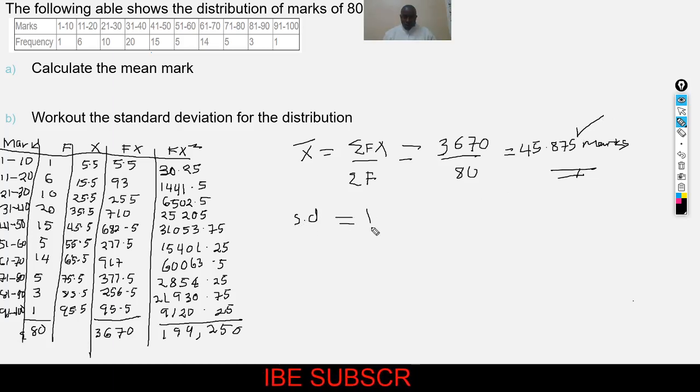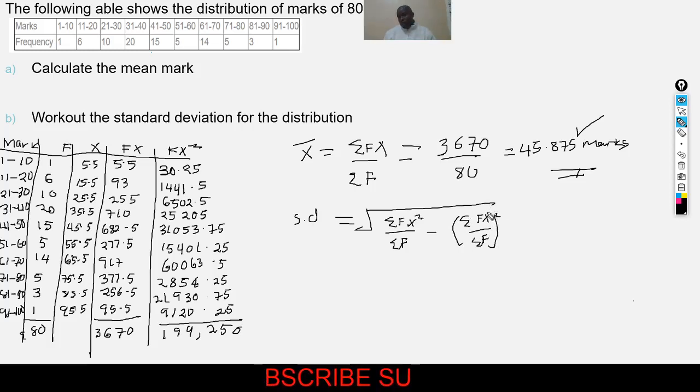Then to get the standard deviation equals the square root of summation of f(x) squared all over summation of f, minus summation of fx, that is now the mean, all over summation of f, the mean is squared, because we said the standard deviation is the deviation from the mean.